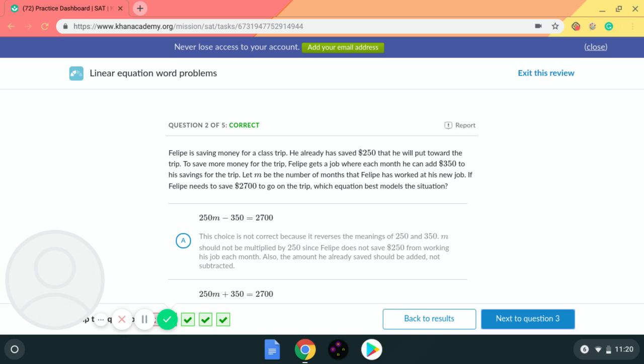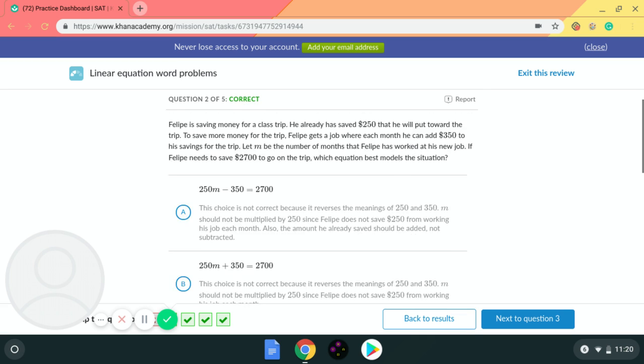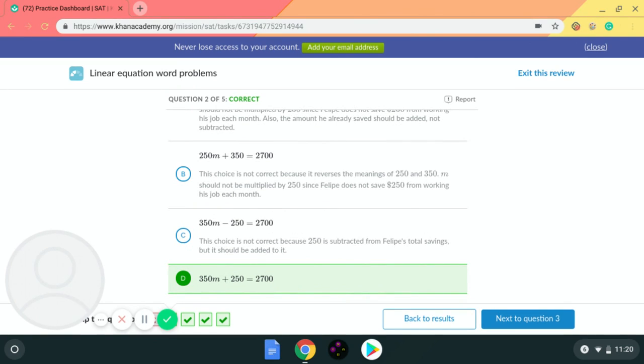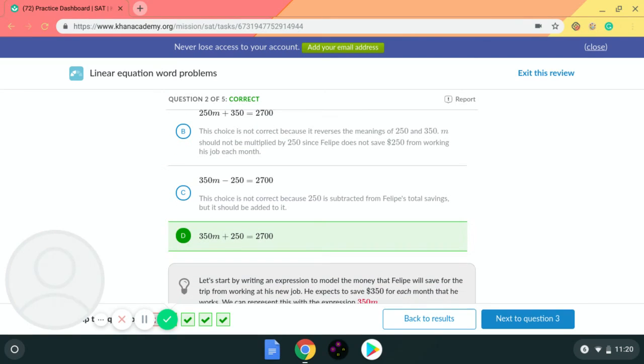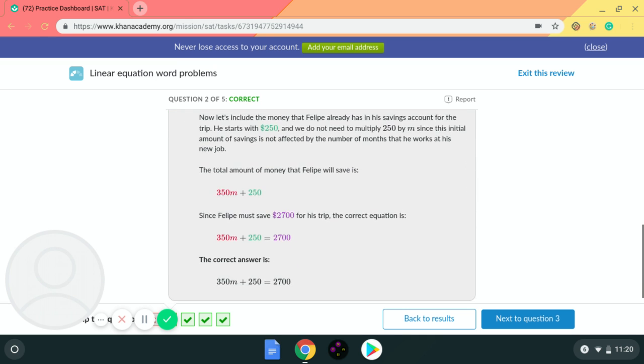Now, of course, 250 times n, we're not getting $250 a month. We're getting $350 a month. We already had the 250. The same problem for here. And we're not subtracting our own money from the field trip. I mean, we are using it for the field trip as well. So the correct answer is D.